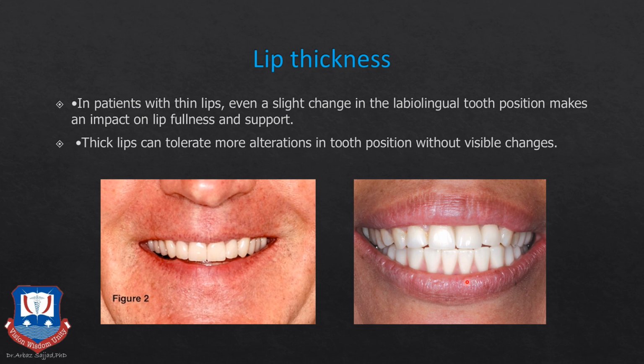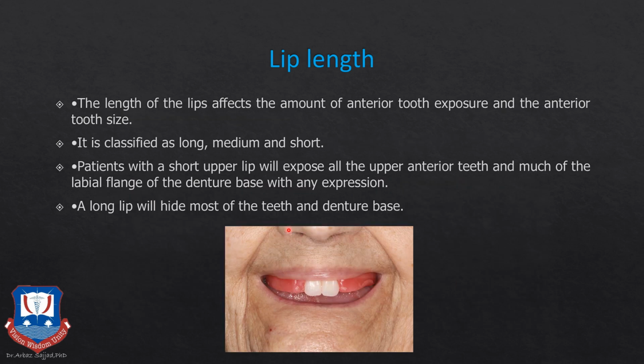Whereas in case of thick lips, they can tolerate the alteration of the tooth position more easily without any visible changes. Now coming to the length of the lip. Length of the lip affects the amount of anterior teeth show, that is, exposure of the anterior teeth. In a natural dentition we have patients with no show of the anterior teeth and patients with severe gummy smiles due to the increased height of the maxilla.